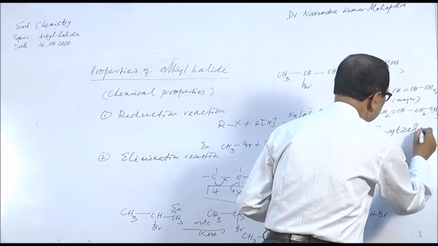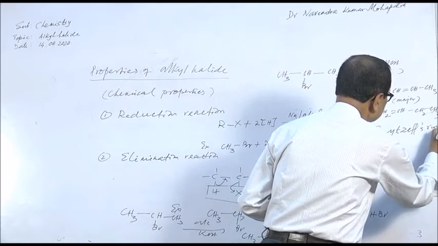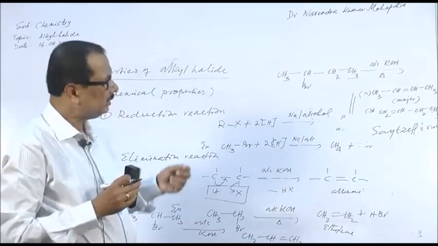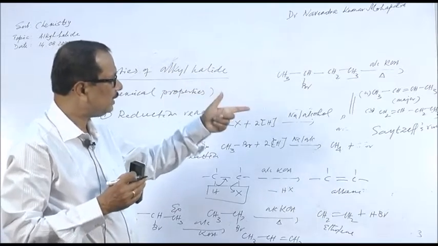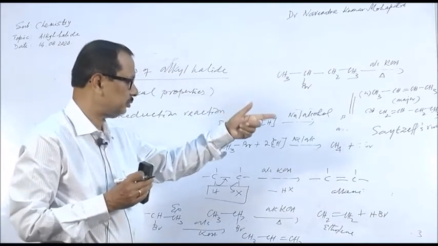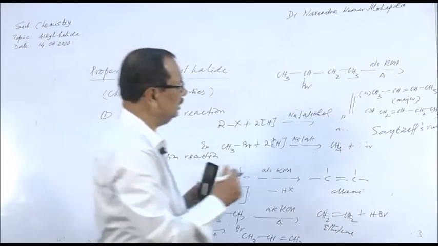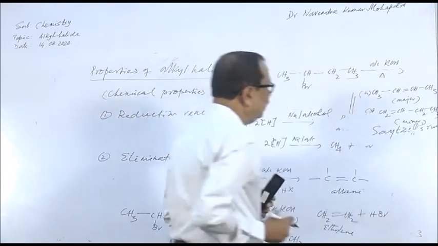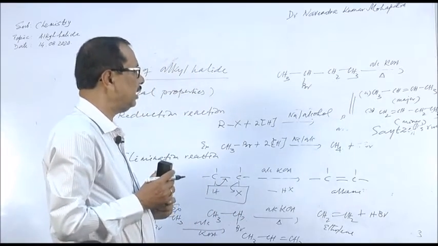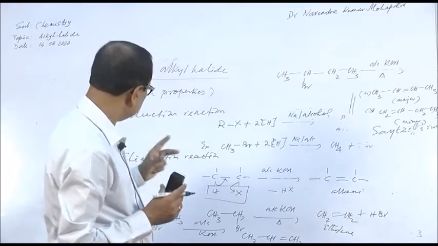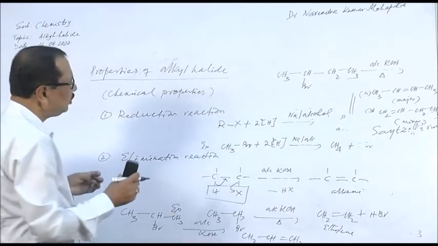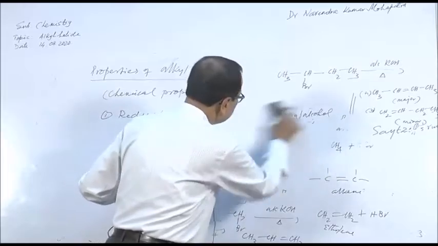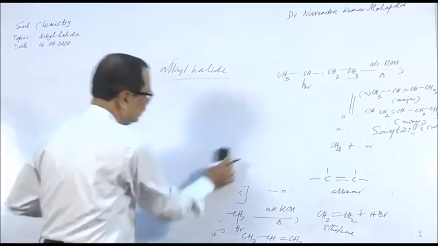Saytzeff rule says that when elimination occurs in case of unsymmetrical alkyl halide, the major product will be that alkene which contains more number of substituents, and the minor product will be that alkene which contains fewer substituents on the carbon-carbon double bond. So this is elimination reaction. As I have told you, alkyl halide gives you all types of reactions. Now let us come to the substitution type of reaction.